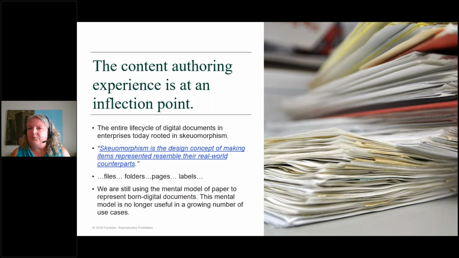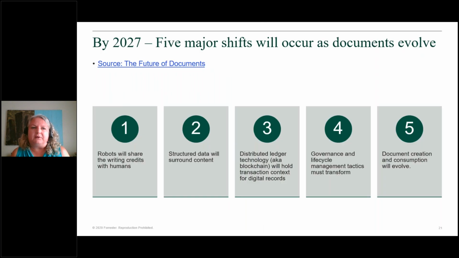Do we need to think more about data in the context of documents, more structure in the context of documents? So I think we're ready for some fresh thinking about the authoring experience itself. So some of the shifts we're expecting to see, it may take 5 to 7 years, but where we see more AI, robots sharing the writing credits in our documents, so robots as authors.